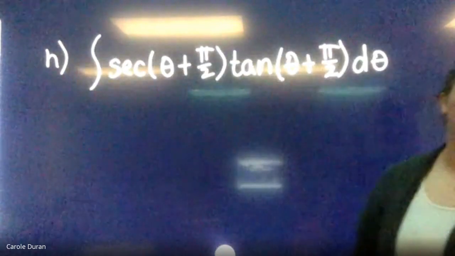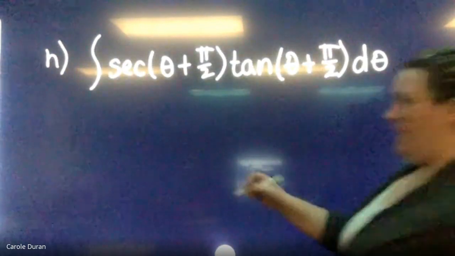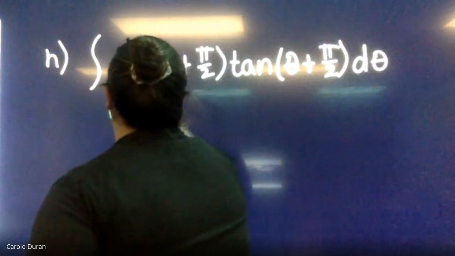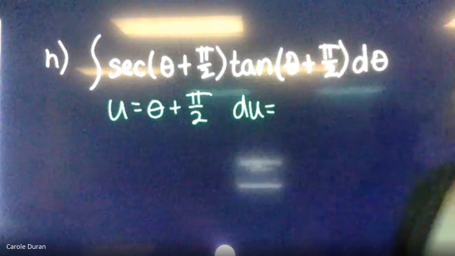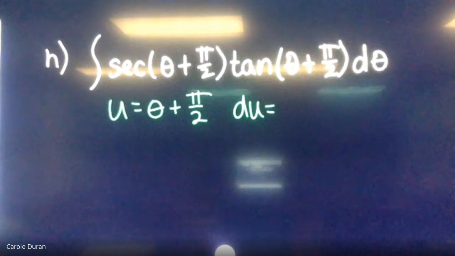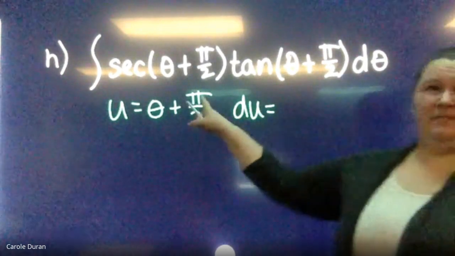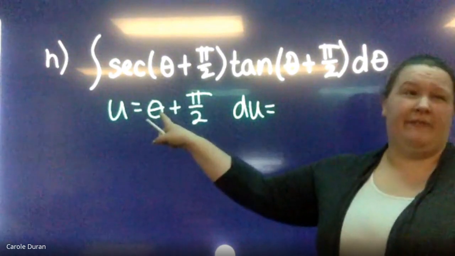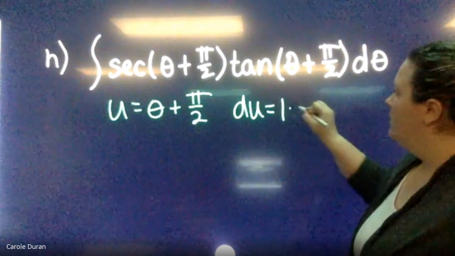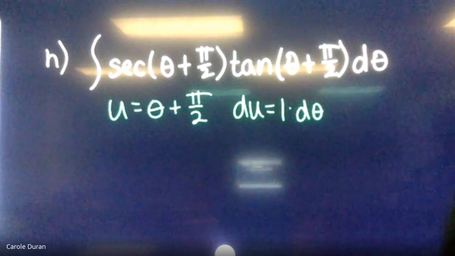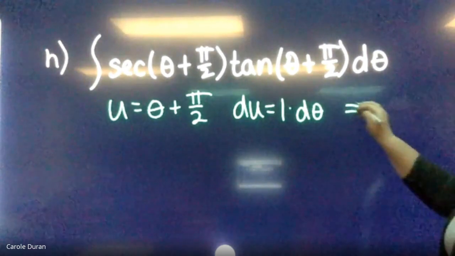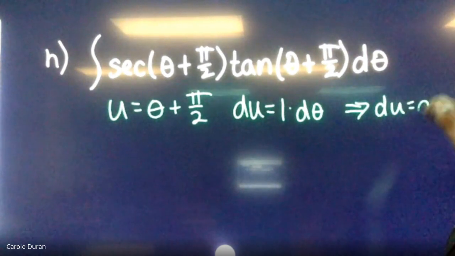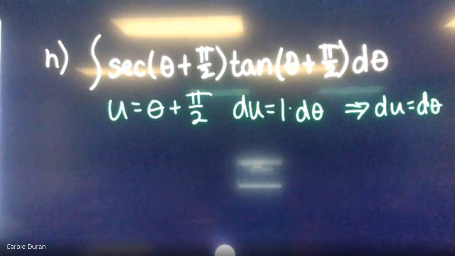So treating it as U substitution, what is my inside function U? Theta plus pi over 2, which means that the derivative of that inside function is going to be what? 1, because derivative of pi over 2 is 0. Derivative of a variable is 1. Times d theta, because I have to indicate that I took the derivative. Of course, you don't have to have the 1 there, so this is the same as du equals d theta, which makes it really, really easy to work through this one.